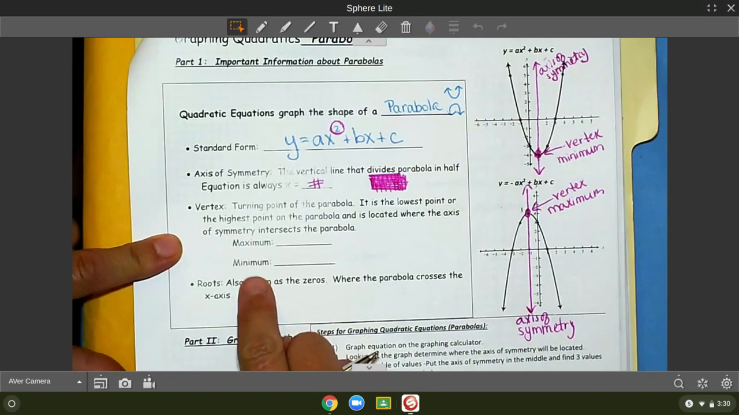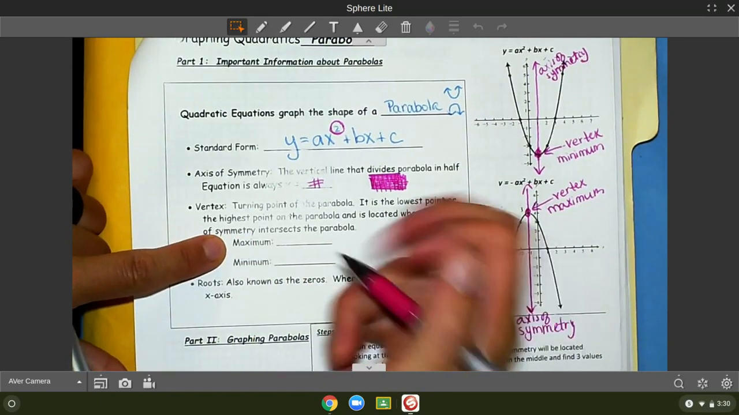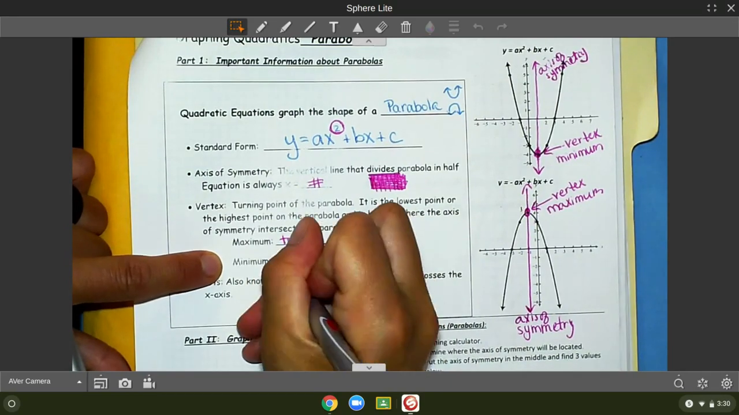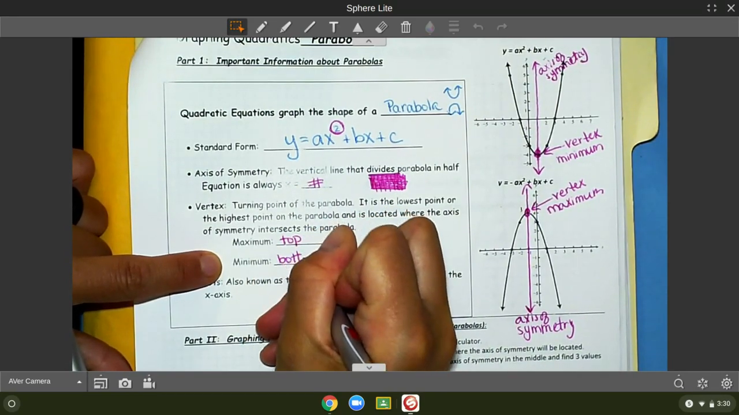Okay, so if we go back over to our notes, a maximum is when your vertex is at the top. A minimum is when your vertex is at the bottom.